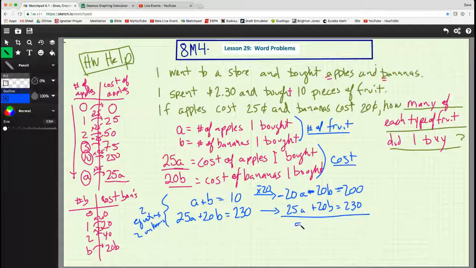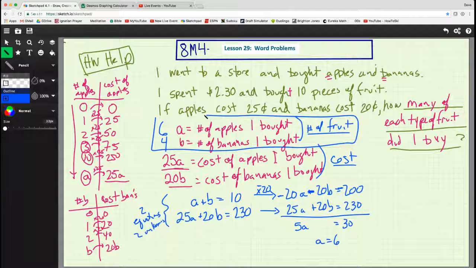So we get 5A equals 30. So if we divide by 5, we get A equals 6. So we got 6 apples. Now I can do this next part in my head. If I had 6 apples, 10 pieces of fruit, that must have been 4 bananas. And that's my answer. Now let's just check and make sure our cost is right. And our cost needs to be 230.